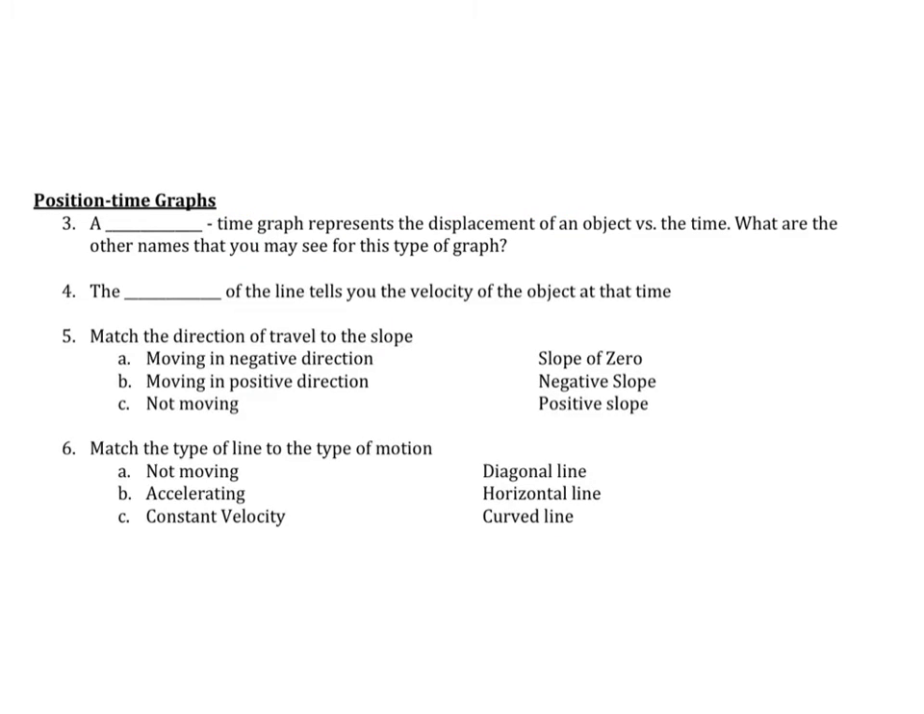Moving on, position time graph section of the worksheet. A position time graph represents the displacement of the object versus the time. What are the other names that you see for this graph? As I just mentioned, it can also be called a displacement time graph or a distance time graph. I try to stick with just calling it a position graph, but you'll sometimes see it labeled as those other things.